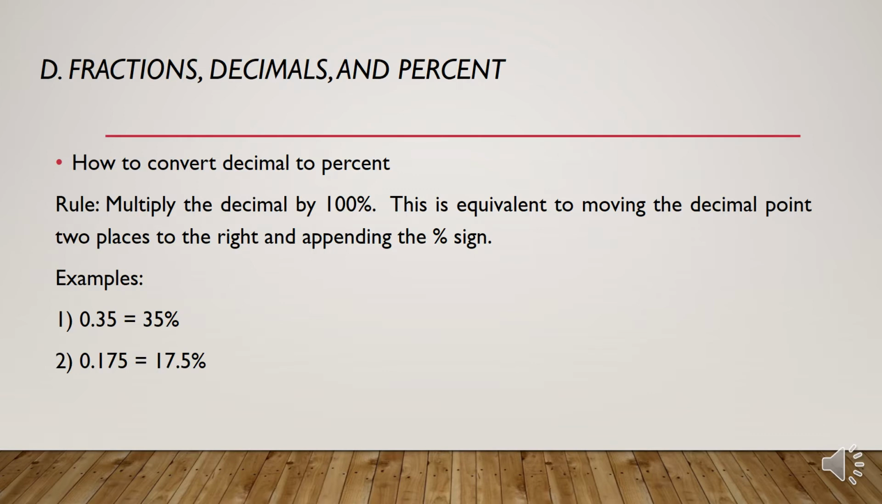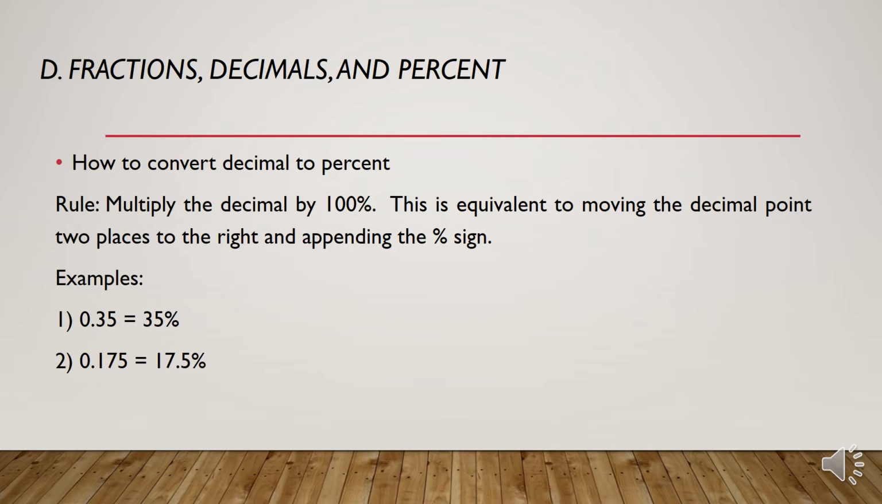Since we have 0.35, if we are going to move 2 places to the right, the decimal point will be here after the number 5. So remove the decimal point and change it to a percent sign since you're going to convert decimal to percent.